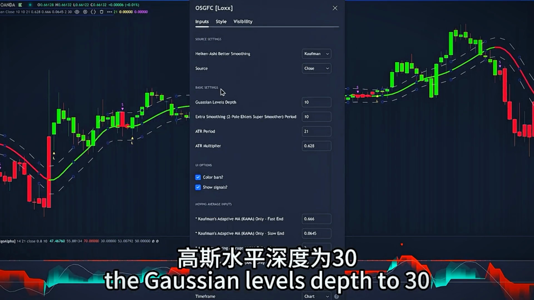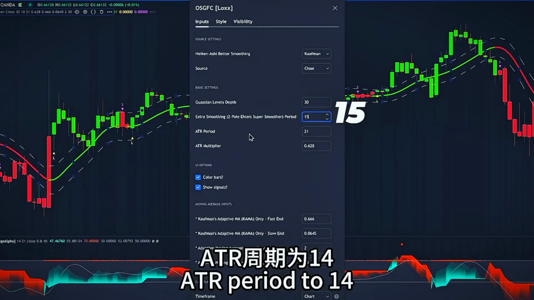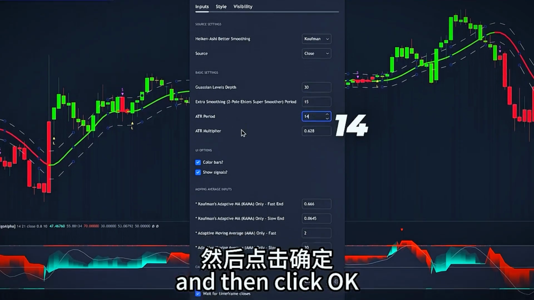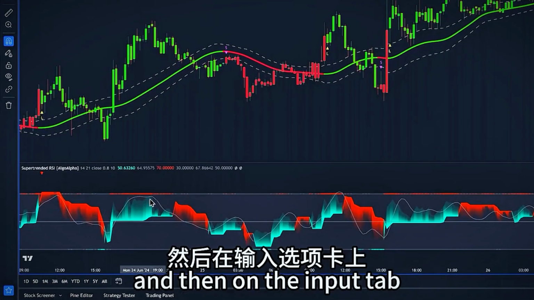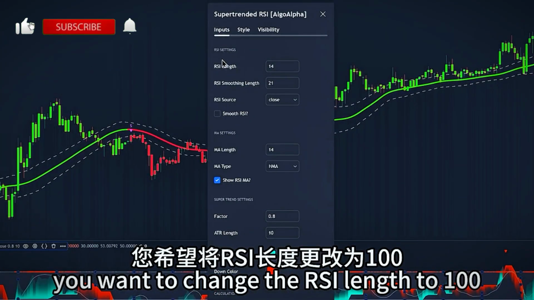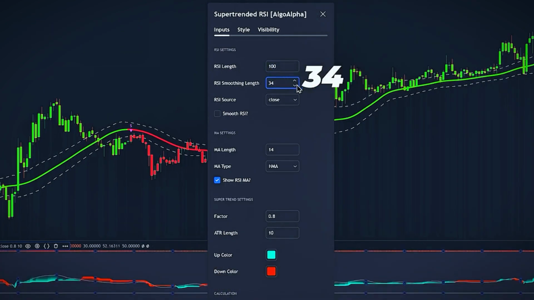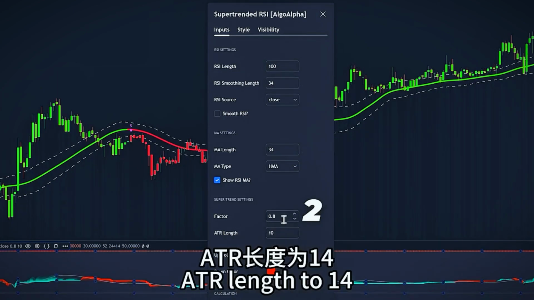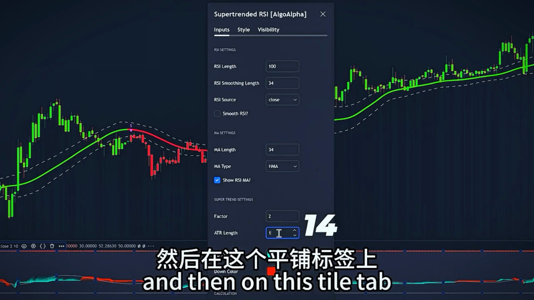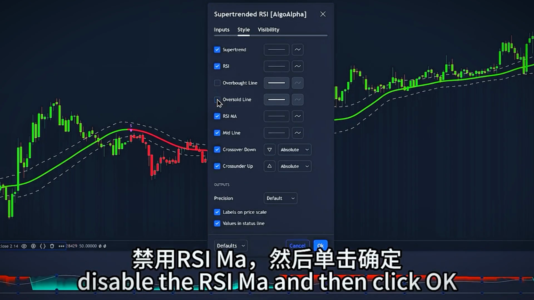Next, double-click on the One-Sided Gaussian Filter, and then on the Inputs tab, you want to change the Gaussian Levels Depth to 30, Extra Smoothing to 15, ATR Period to 14, and then click OK. Next, for the Super Trended RSI, double-click on it, and on the Inputs tab, change the RSI length to 100, the smoothing length to 34, MA length to 34, ATR factor to 2, ATR length to 14, and then on the Style tab, disable the overbought and oversold lines, disable the RSI MA, and then click OK.